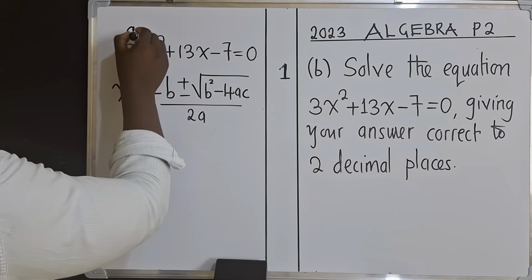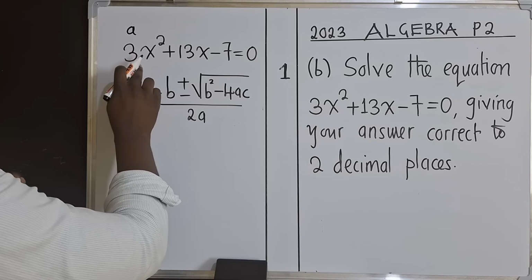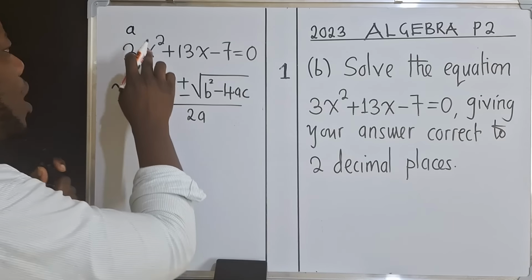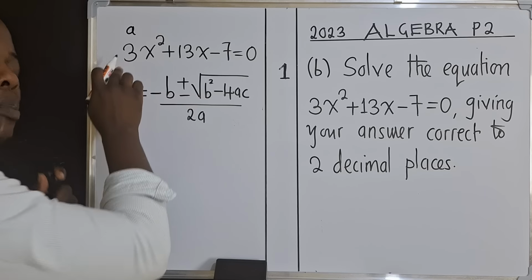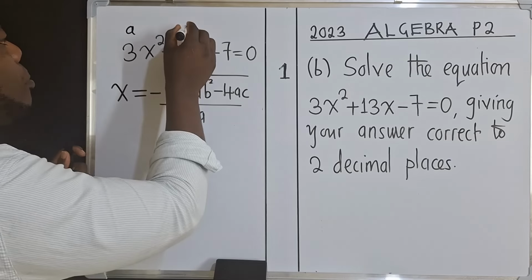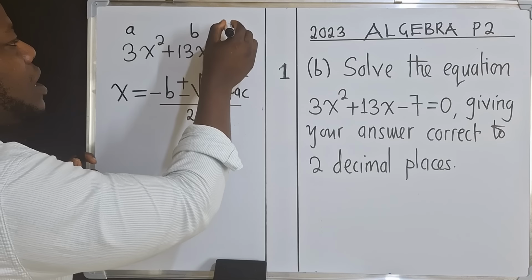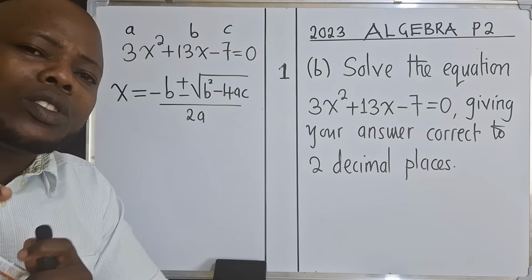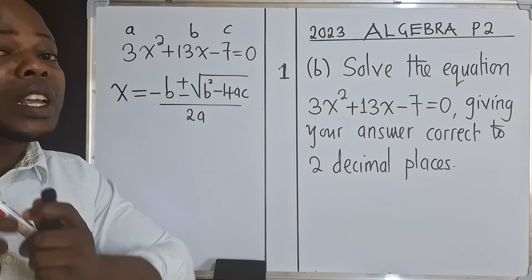Our a is right here, the coefficient, the number in front of x. Where there is power 2 here, the number in front, that is your a. Where there is x here, the number in front, that's your b. And here, it's your c. Your c is always the number without a letter.